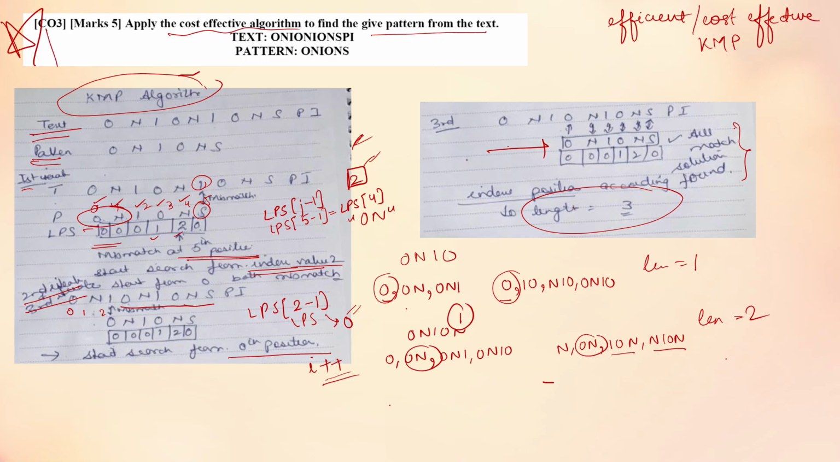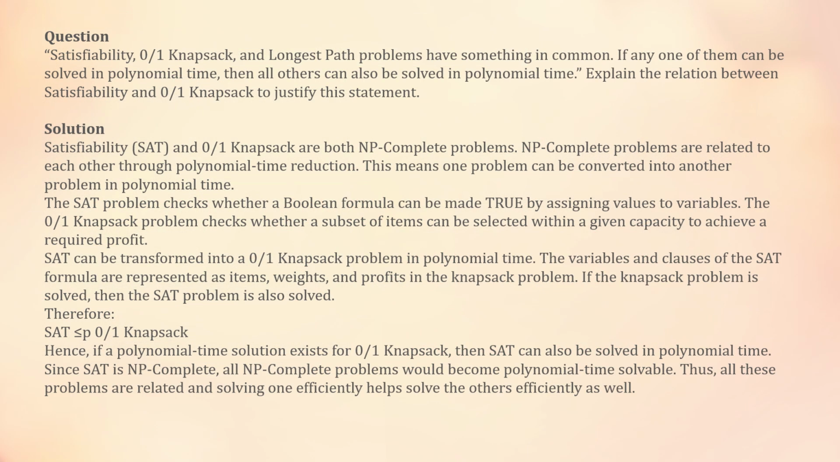This is a very important question from your exam point of view. Satisfiability, 0-1 knapsack, and longest path problems have something in common. If any one of them can be solved in polynomial time, then all others can be solved in polynomial time. Explain the relationship. These are all NP-complete problems and are related to each other through polynomial time reduction. One problem can be converted to another in polynomial time.